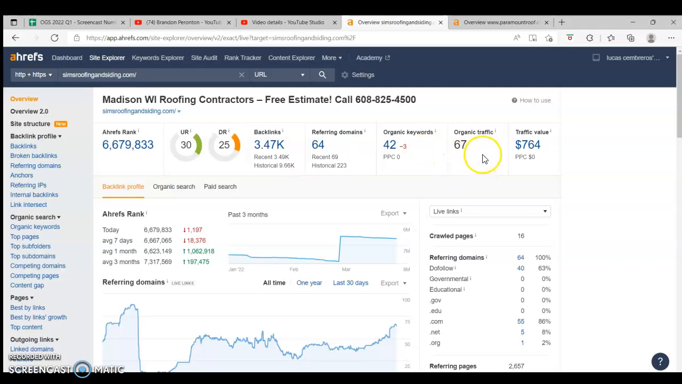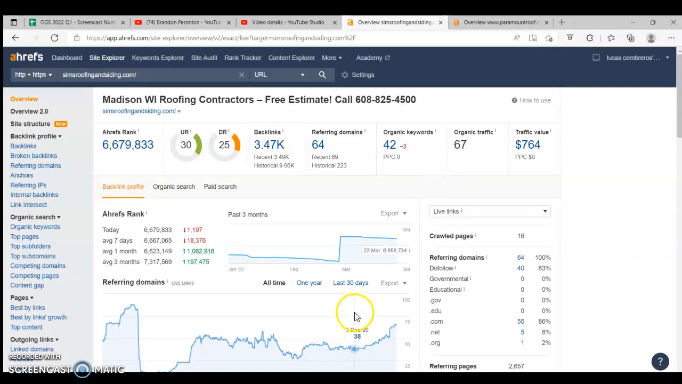So the other thing here, obviously the big one, is organic traffic. There's about 67 people that visited your site in the past 30 days. So 67 people visiting your website, I don't know how much of your business is generated via the website, or if you guys do home shows or things like that. But obviously, the bigger this number is, the more clientele you're possibly going to have.